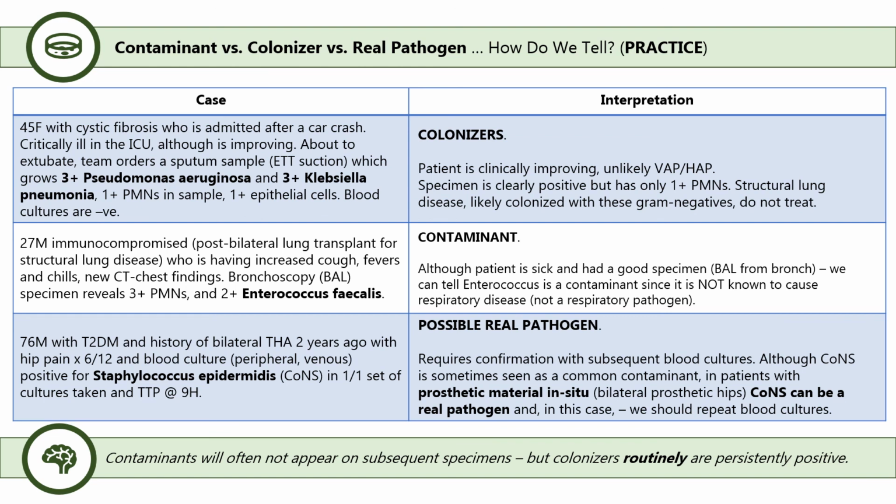This obviously requires confirmation with a subsequent set of blood cultures, and although coagulase negative staph is sometimes seen as a contaminant, in patients who have prosthetic material in situ, so this guy has 2 hip replacements and bilateral prosthetic hips, CoNS can actually be a real pathogen and create a biofilm on this material. So in this case, with a fast time to positivity, symptoms and clinical features of infection, and the CoNS in the blood, I need to consider that this could actually be a real pathogen.